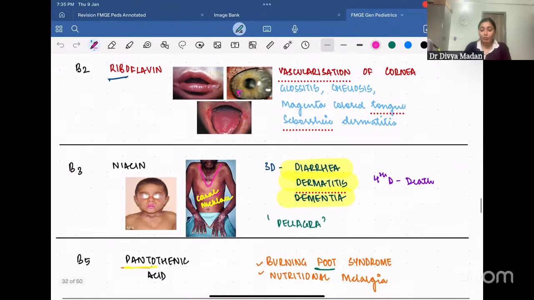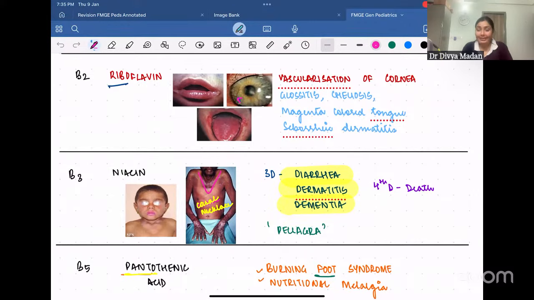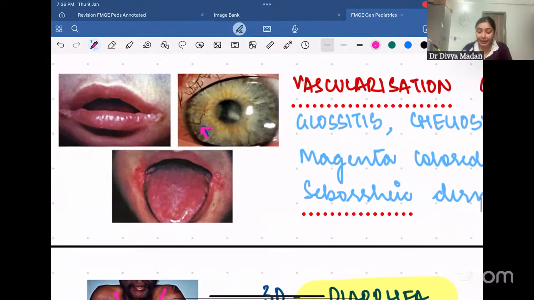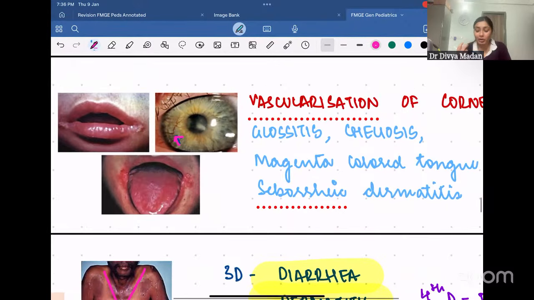Right? Coming to B2, that is riboflavin. Due to the deficiency of riboflavin, what is going to happen? There is going to be vascularization of cornea. Remember ribo as red, right? So there will be red vessels encroaching the cornea, as you can see here. There will be redness over the mucosa, over the lips, over the tongue. That is glossitis, cheilitis, and there will be a magenta colored tongue. And in skin, due to the deficiency of riboflavin, there could be seborrheic dermatitis.